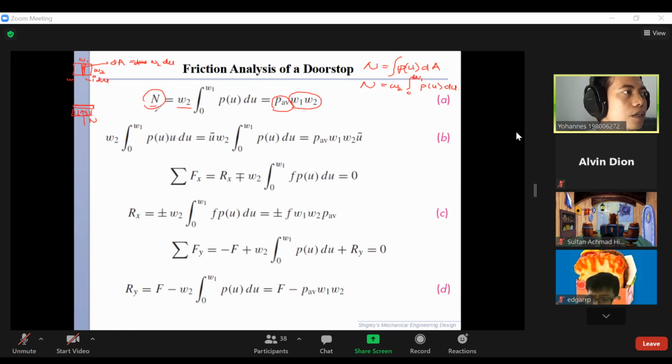Knowing this normal force allows us to find the force working in the vertical direction. That's why you found here that the reaction force in the vertical direction is affected by the performance of the brake pad, the normal force created by this brake pad, and also the friction force. The friction force is the normal force times the friction coefficient. So that's how this brake pad will affect the reaction force in X and Y direction.